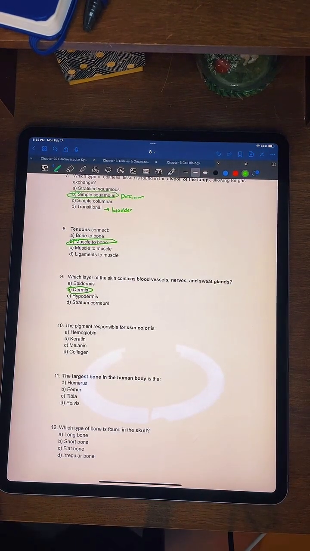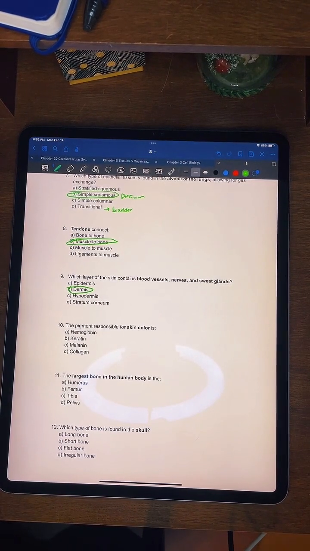Is anyone a little confused about that one? Stratum corneum is incorrect, as it is the uppermost layer. That is correct.